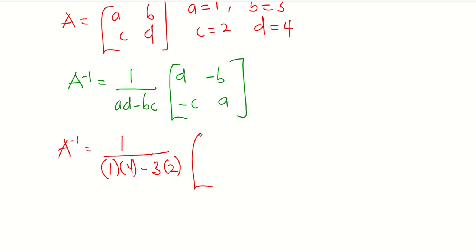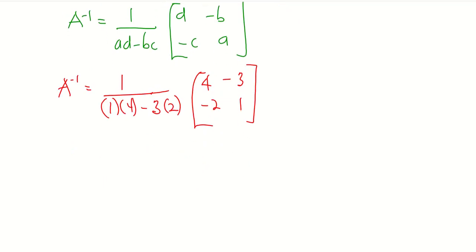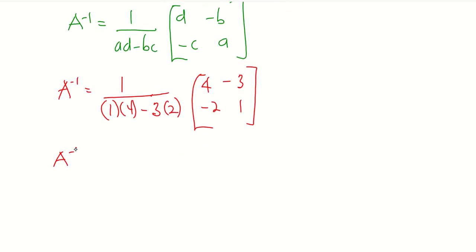Now d originally is known to be 4, so you substitute, and b is originally known to be 3, but there is minus here, so we have minus 3. Now c is originally known to be 2, but there is minus, so minus 2, and a is 1. And so what is left is just simple simplification. A inverse is equal to 1 out of, now 1 times 4 is 4, and 3 times 2 is minus 6, multiplied by our matrix 4, minus 3, minus 2, 1.